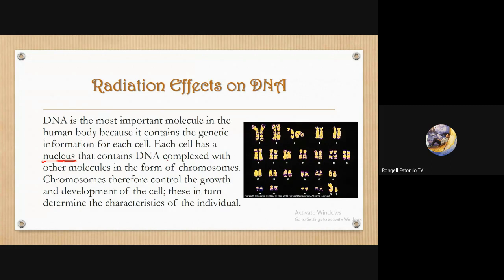So each cell has a nucleus that contains DNA complexed with other molecules in the form of chromosomes. So chromosomes therefore control the growth and development of the cell. These in turn determine the characteristics of the individual. Kasi nga, nandoon ang ating genetic code with this DNA.